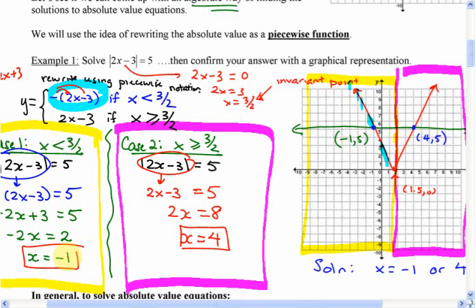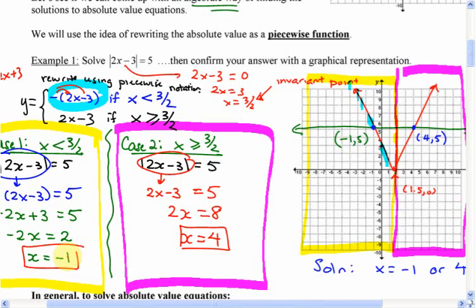But once again, I wanted to do the picture for you first so you can see what we're actually doing. In essence, you just said, let's split this grid into two separate parts. How do you split it up? You split it up at that invariant point. And let's go ahead and solve for one piece of the absolute value, then solve for the other piece. You've got your two answers.